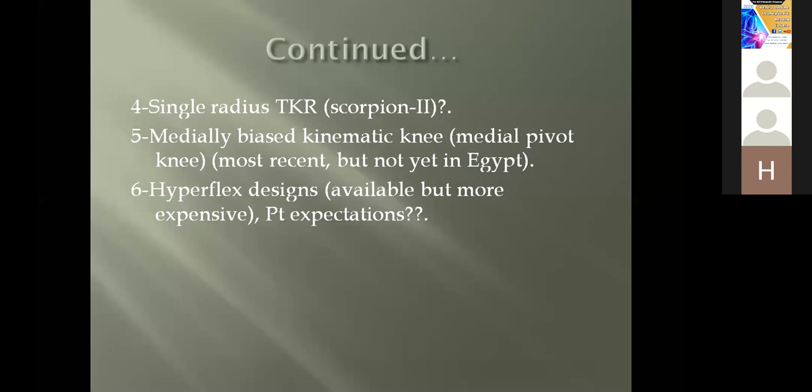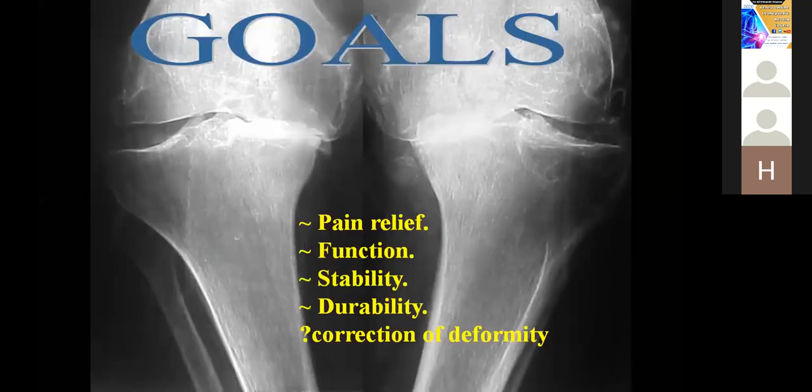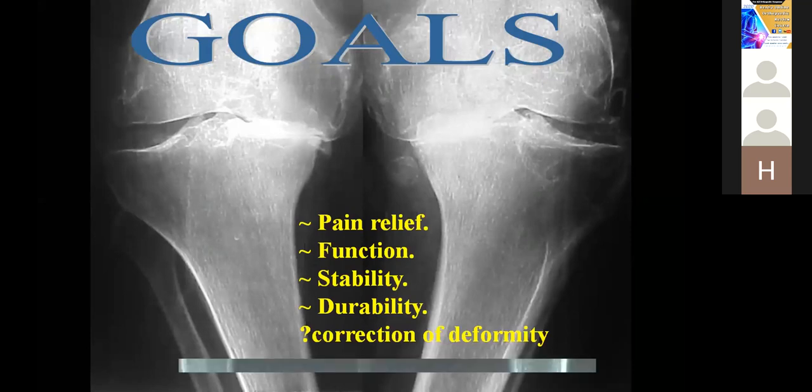Although the design allows this degree of flexion and range of motion, if the patient is doing this on a daily basis, there will be accelerated wear and he will be faced with an early revision, maybe at 6 or 7 years post-operative. What are our goals in doing total knee arthroplasty? We are aiming at pain relief, improving the function of the patient, attaining acceptable stability, putting a durable implant, and if possible, correction of the deformity as much as we can.